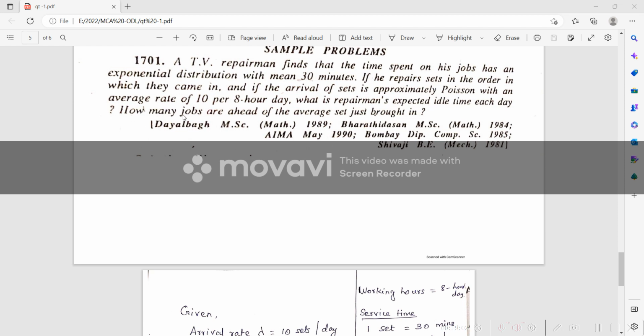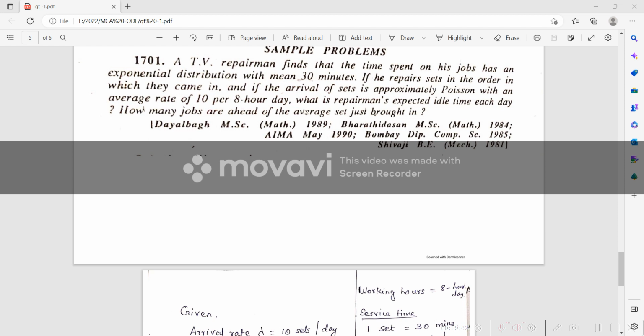Afterwards, the other question is how many jobs are ahead of the average set just brought in. So now one set has arrived into his shop. We have to tell how many sets are available in his shop before that set. That is, you have to tell the number of sets in the system, because some sets are waiting in the queue and one set is in the server. So totally we have to tell the number of customers in the system. So these two things we are going to answer.